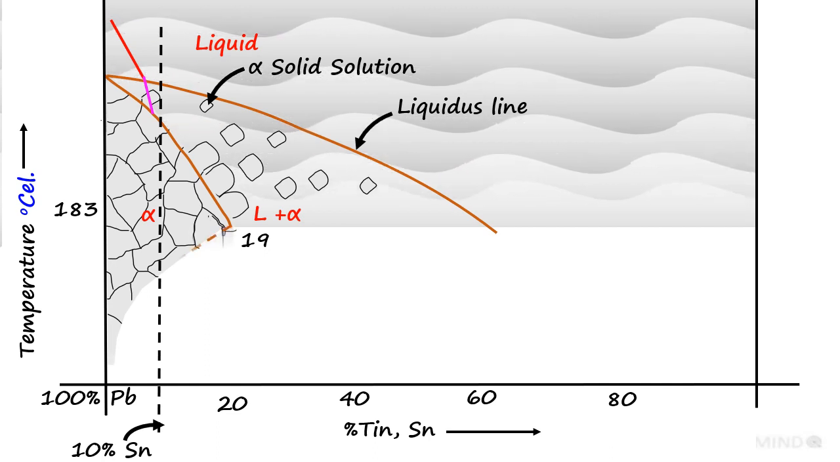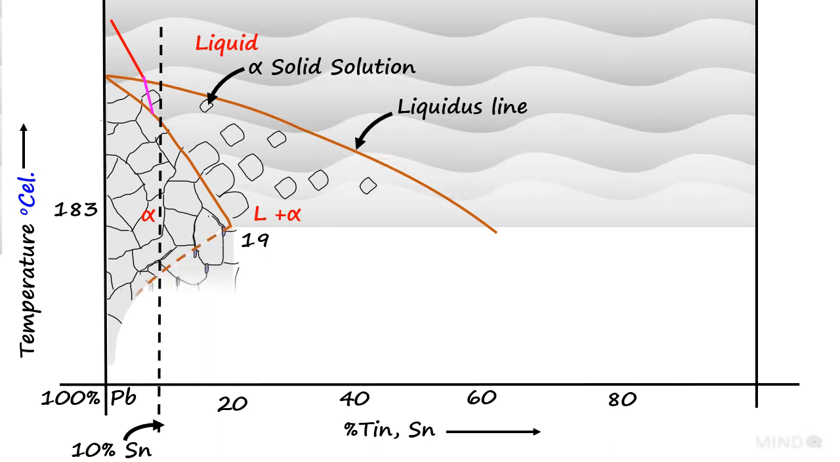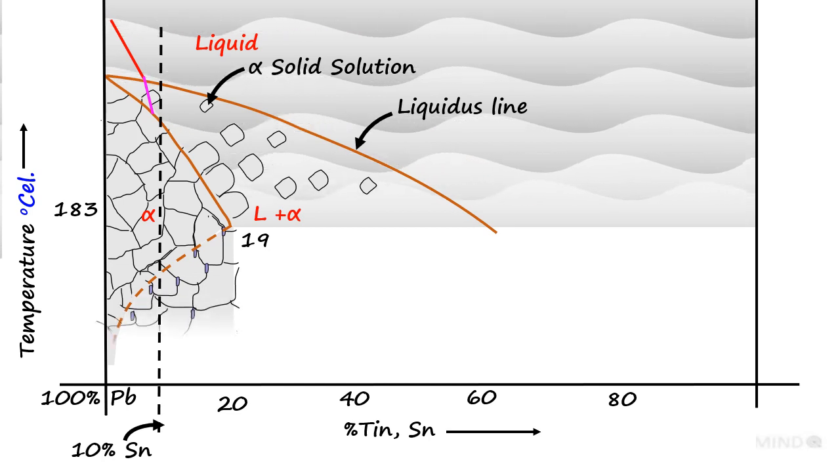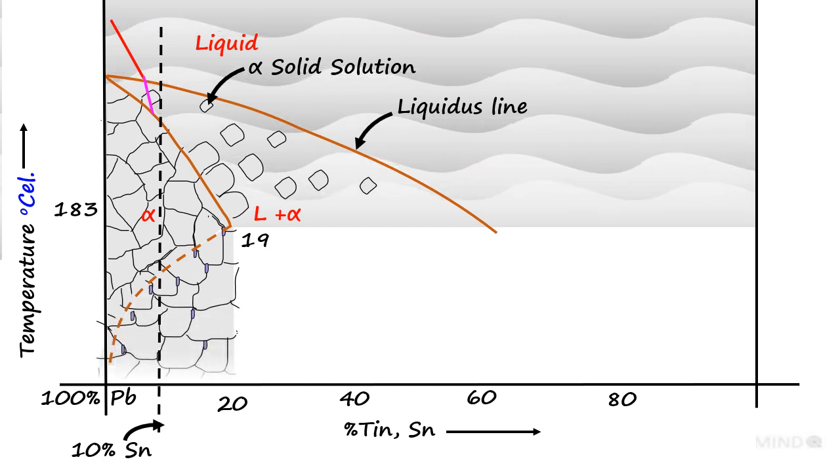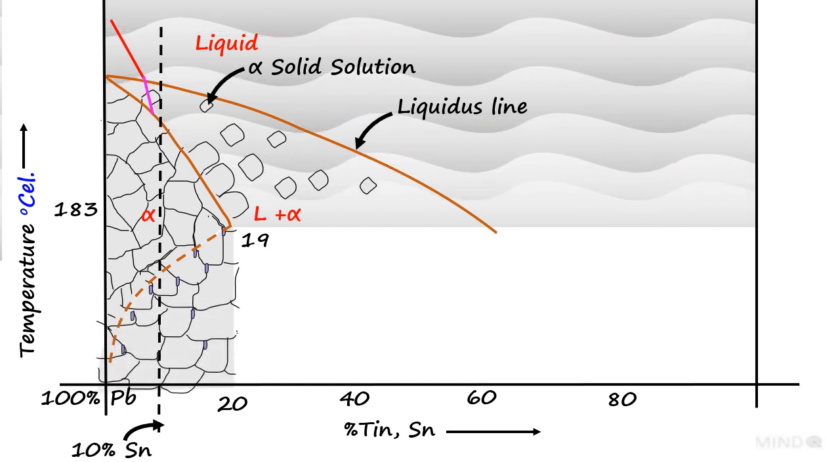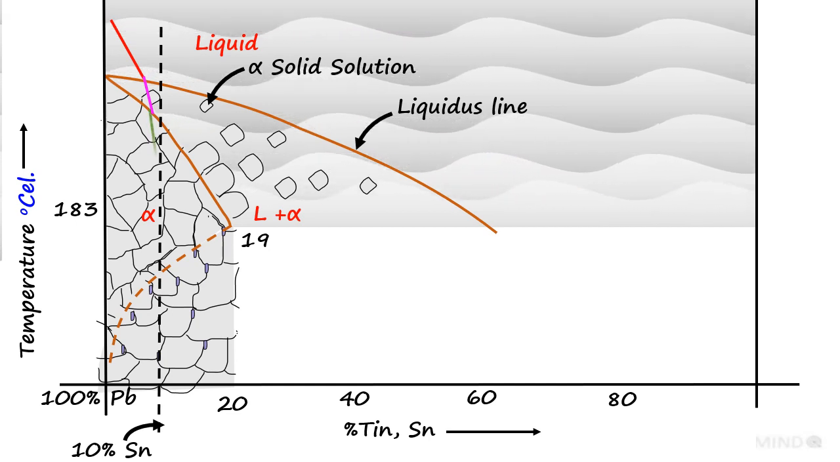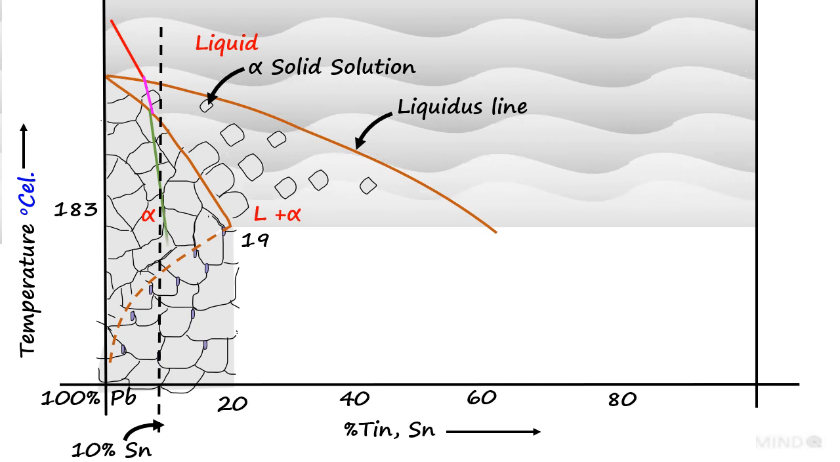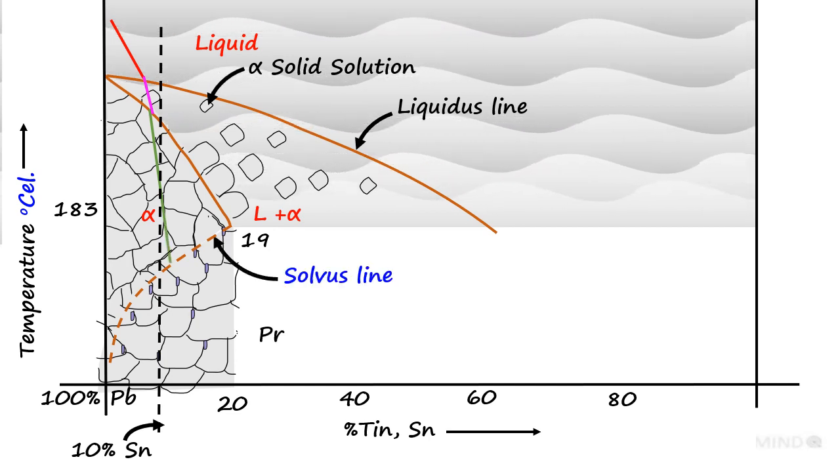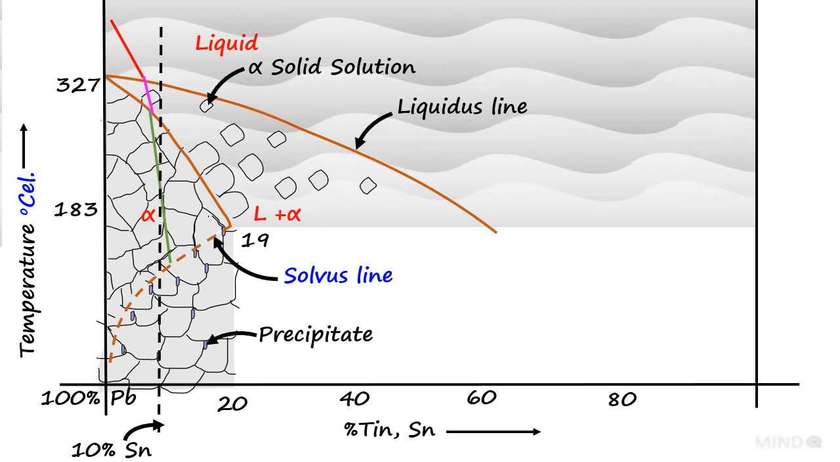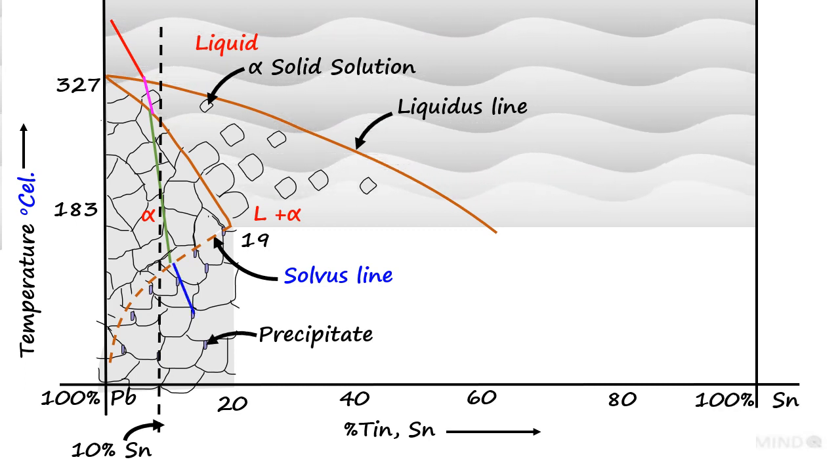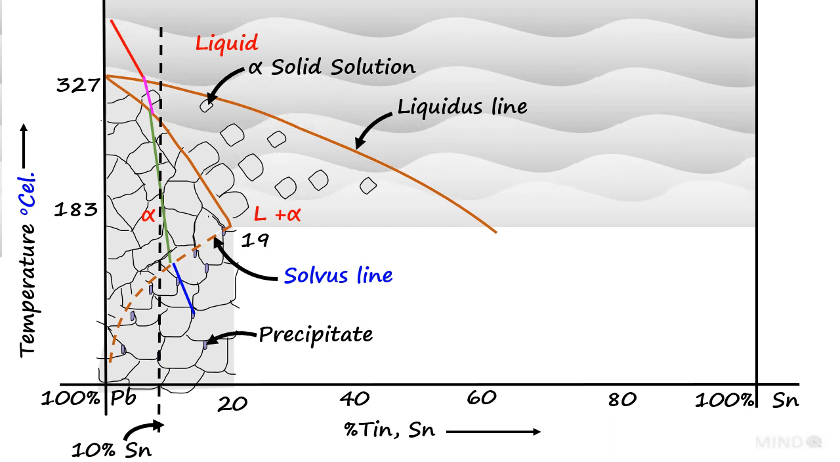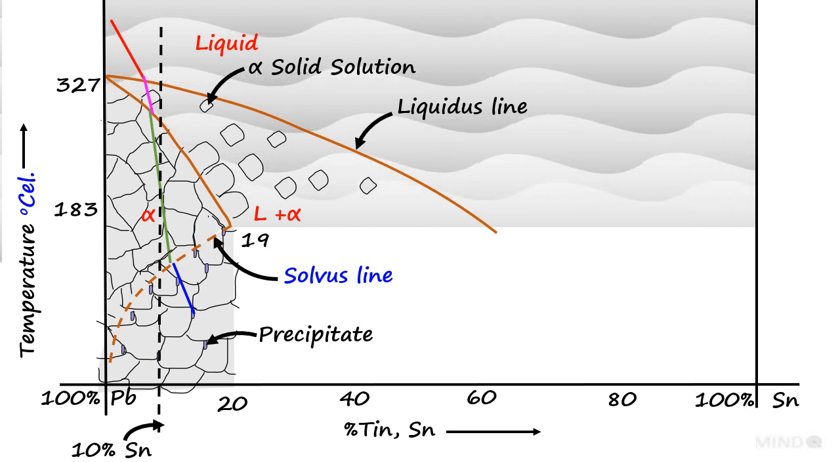On further cooling, as the temperature drops, the solubility of tin atoms in lead decreases, due to which tin atoms move out of the crystals. It is known as precipitation or segregation. Now we have alpha solid solution and precipitates. The solvus line indicates the partition between alpha and alpha plus precipitates. As the temperature drops further, more and more tin atoms will precipitate.